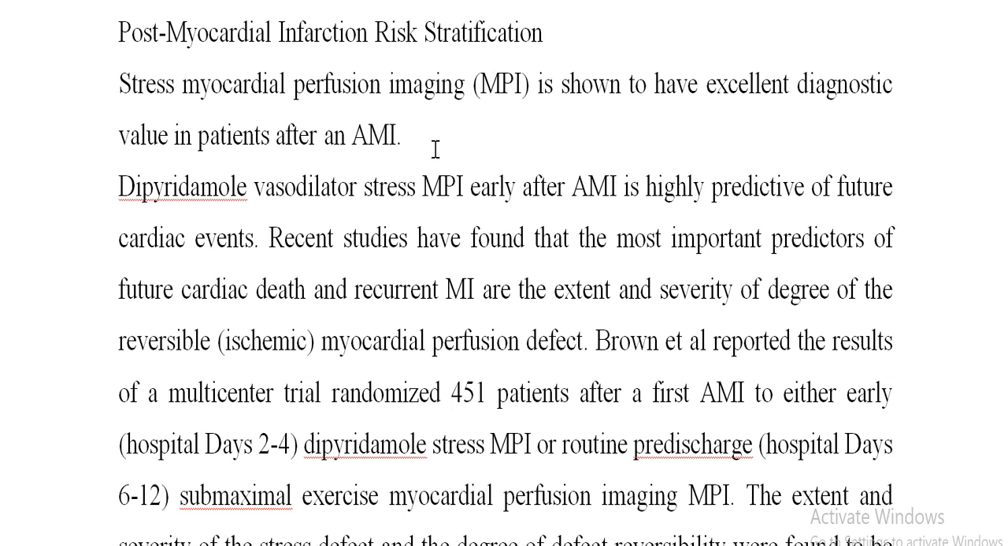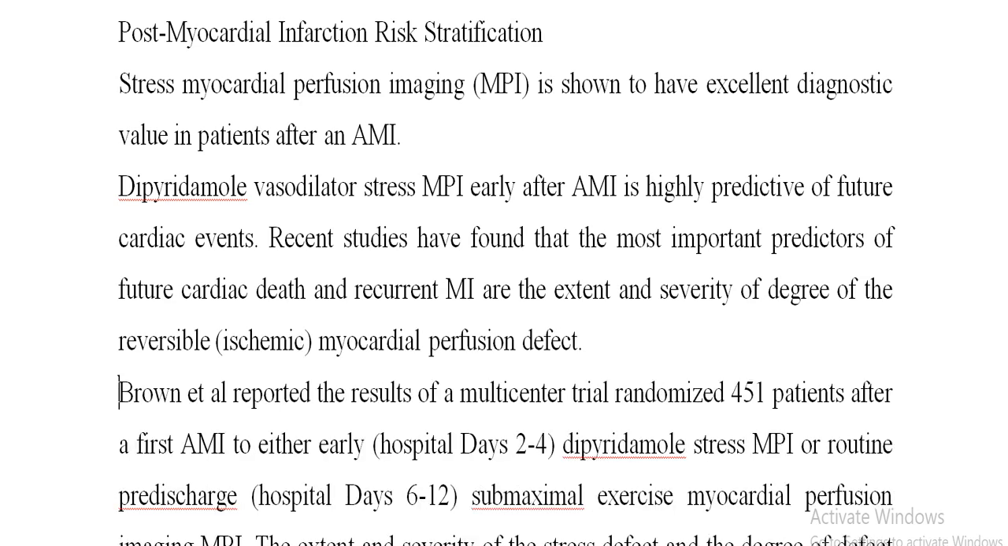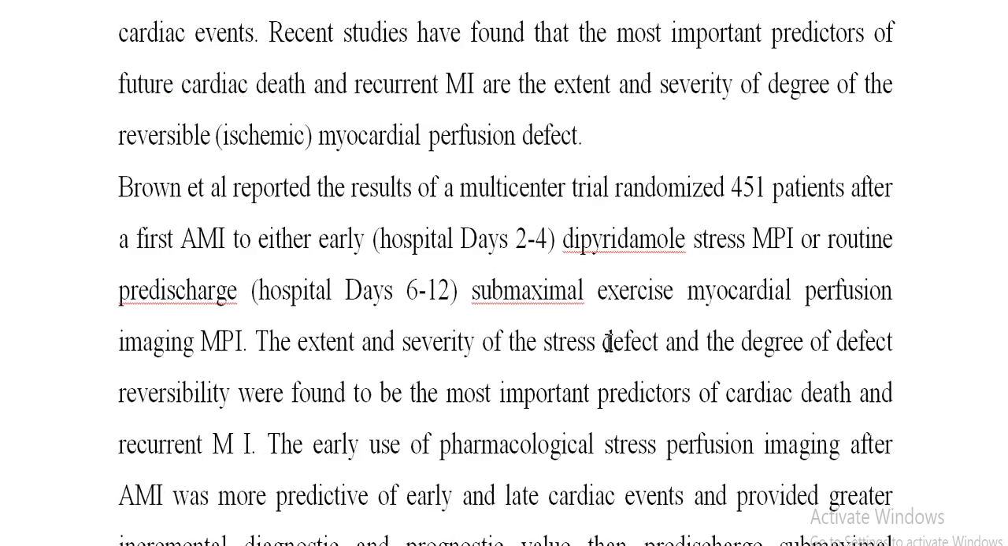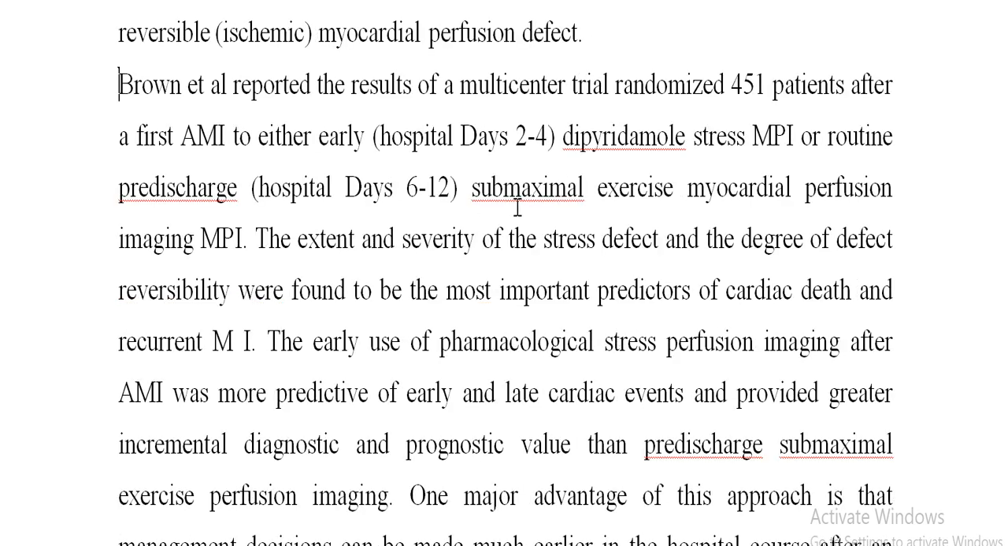Brown et al. reported the results of a multicenter trial that randomized 451 patients after a first AMI to either early, hospital days 2 to 4, dipyridamole stress MPI or routine pre-discharge, hospital days 6 to 12, submaximal exercise MPI. The extent and severity of the stress defect and the degree of defect reversibility were found to be the most important predictors of cardiac death and recurrent MI.